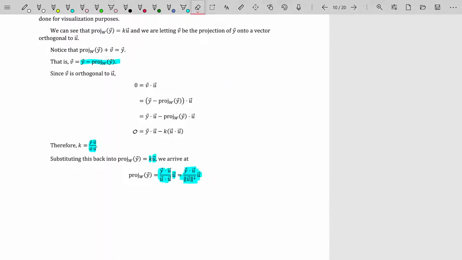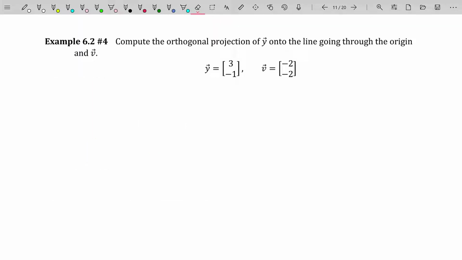And by the way, that last line is actually called the orthogonal projection of y onto u, even though it's actually onto a scalar multiple of u, to be very honest with you. So let's use this in an example.